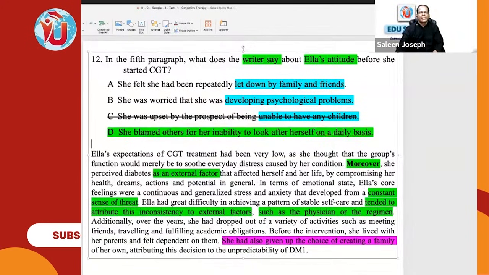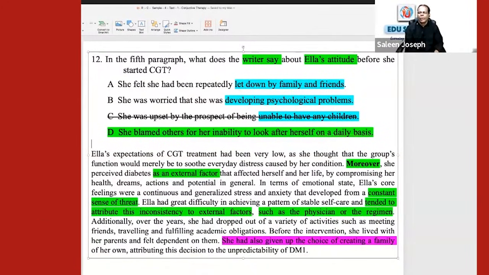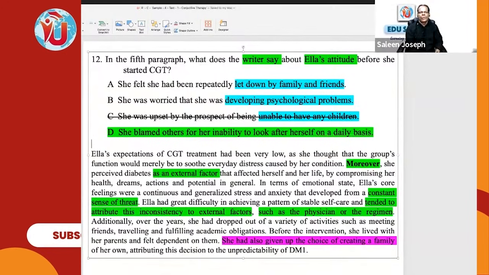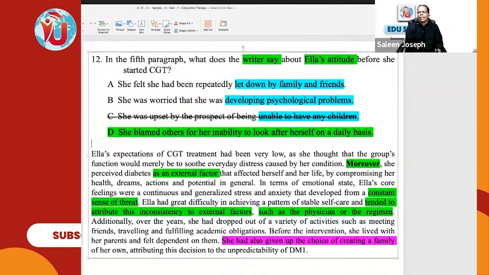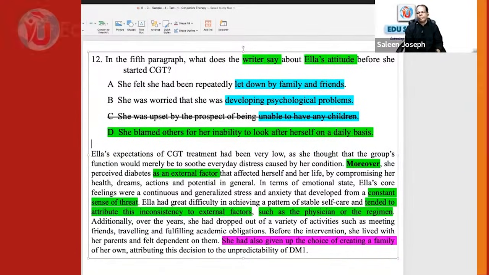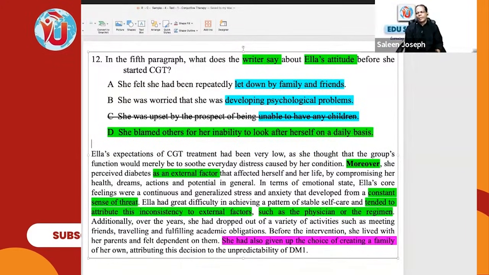Father, and also Ella expectations of the CGT, the 2 lines not indicating answer, Father. Starting topic sentence. Ella's expectations, always there is a clue in topic sentence. Ella's expectations of CGT treatment had been very low as she thought that the group's function would merely be to soothe everyday distress caused by her condition. Means there also the taste of the whole thing is that just to soothe that maybe with this CGT, maybe a little bit of soothing will be there, but that is not the final solution. She had a very low expectation about CGT. That also says she was not convinced. Thank you, Father. Okay. Moreover, adds to it, makes it clear.